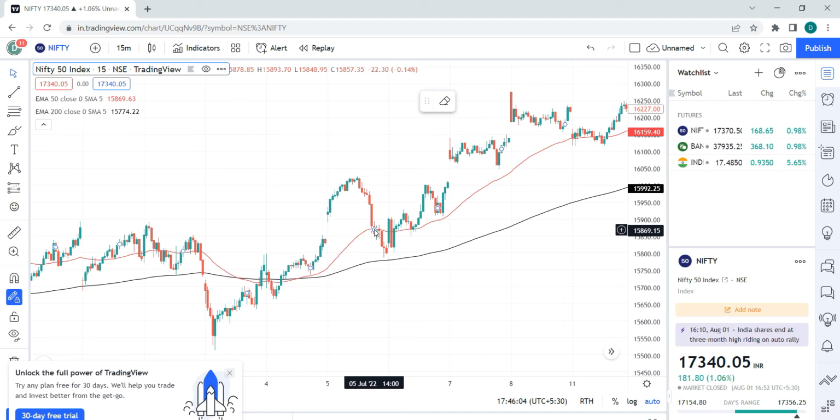You can see at the 50-day moving average, it didn't take a support. Once it moves to the 200-day moving average, you can see it took a support again. It started moving up. Here it took a support at the 50-day moving average.